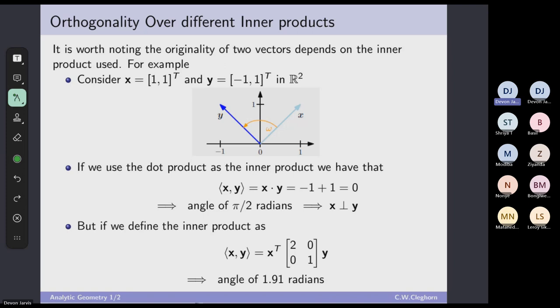orthogonal. But if you use a different inner product, such as in the bottom here, where, as I said earlier, this 2, 0, 1 representation would come from your basis, how you represent these things, then in that case, these two coordinate vectors now are not orthonormal. They have radians that are not pi over 2. So it comes down to how we represent space. And that's the general notion.